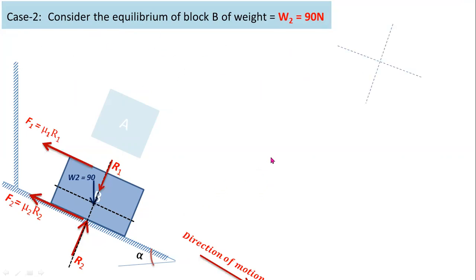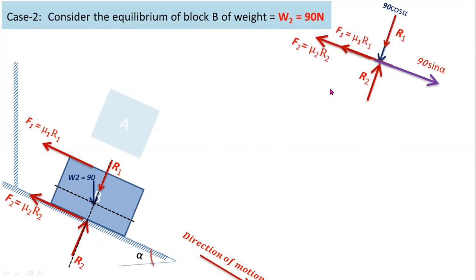Now you have to draw the free body diagram. First of all, you have to convert this self weight W2 equal to 90 newtons into two components, that is 90 cos alpha and 90 sin alpha. These two are the components for self weight W2. Now you have to consider reaction forces R2 and R1 as it is. Now you have to consider frictional forces F1 and F2. So this is the free body diagram for this block B.